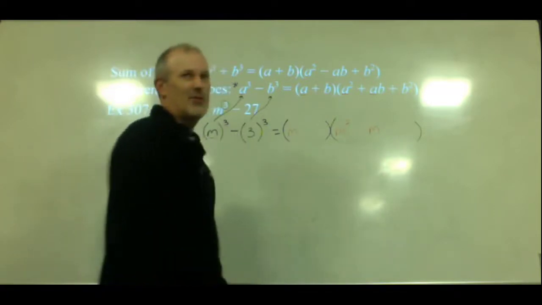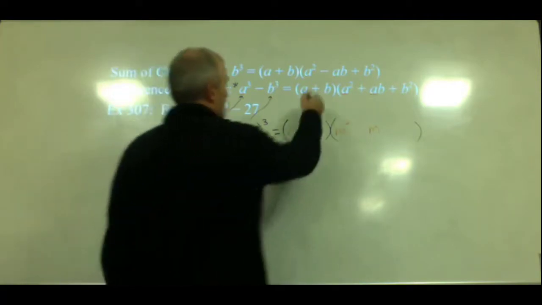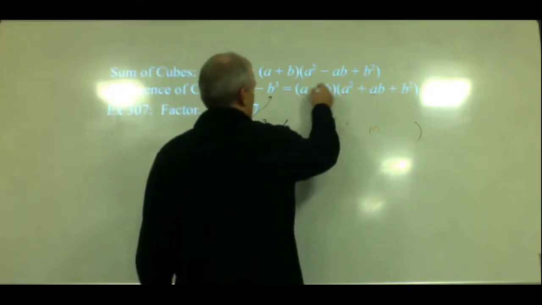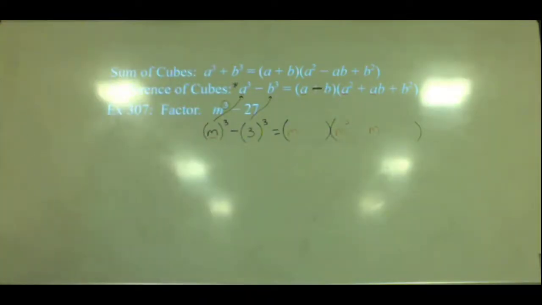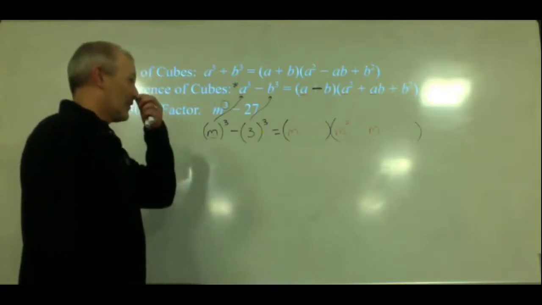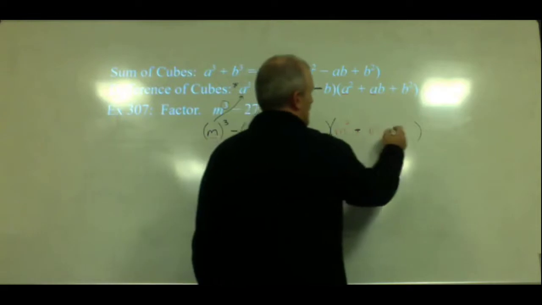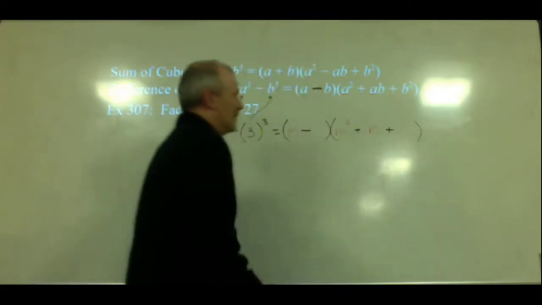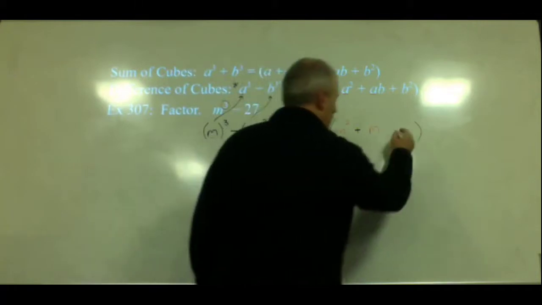Oh, this is a typo. Okay, on your paper, fix this. This should just be a minus sign. So on your paper, if it says plus, make that into a minus. It should be a minus sign. Okay, so then we're going to copy our signs down. That's a minus, that's a plus, that's another plus. Minus, plus, plus. Yeah, let me move that over a little bit.